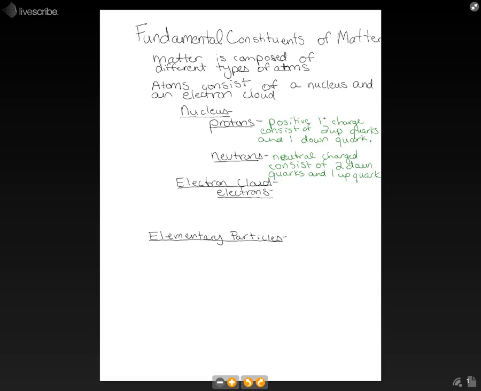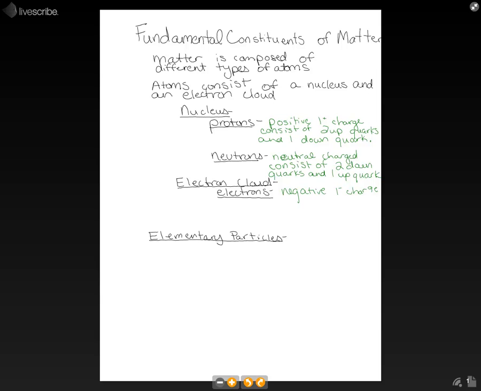And then we have our electron cloud, which we know contains our electrons. And then we have a negative 1 charge. And these are like the fundamental charges is what we call them. So we have assigned that a value of 1. So now let's take a little bit closer look at some of these elementary particles.